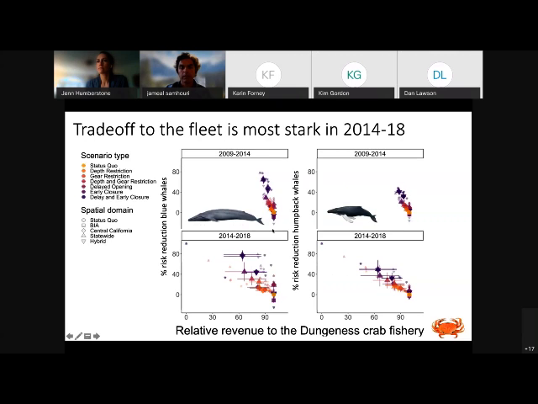Whereas in the earlier time period, the expected cost of the fishery were on the order of 5 to 15%, they've up to tripled in the later time period, with only an expected benefit to whales of a 20% increased reduction in risk. So these trade-offs are more intense.